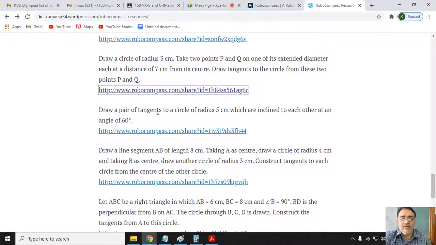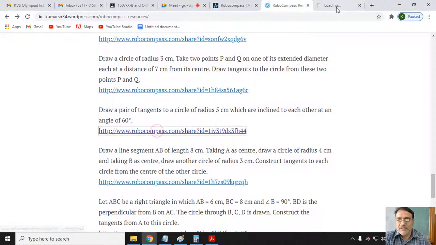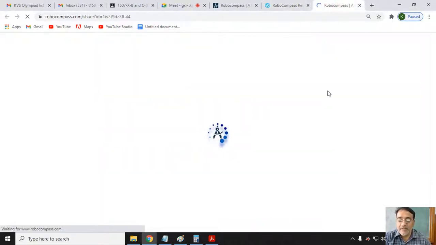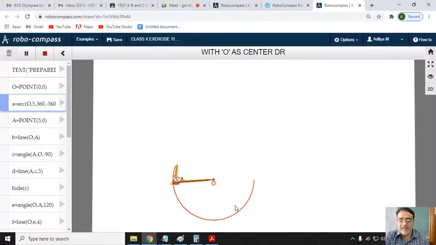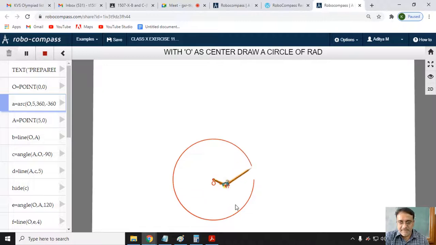Draw a pair of tangents to a circle of radius 5 centimeter, which are inclined to each other at an angle of 60 degree. This is also a very important construction. So first we are going to mark one center O, and with center O and radius 5 centimeter we are going to draw a circle.